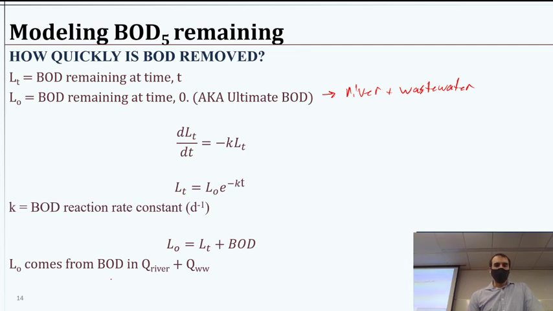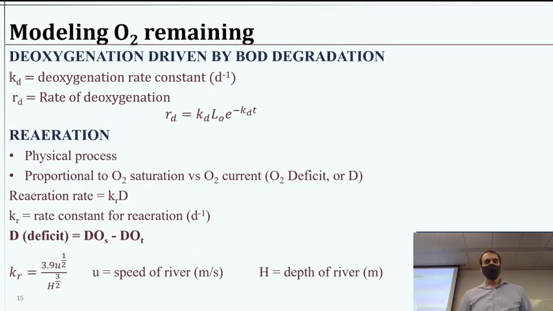Okay, yeah, and here I say the L naught is from the BOD in the river plus the wastewater. So L naught here, we can define that as LT, the amount remaining, plus the BOD that has been consumed up to that point. All right, so with that, we can balance the rate at which LT, so the BOD remaining in the water, is removed, and balance that against the reaeration constant.